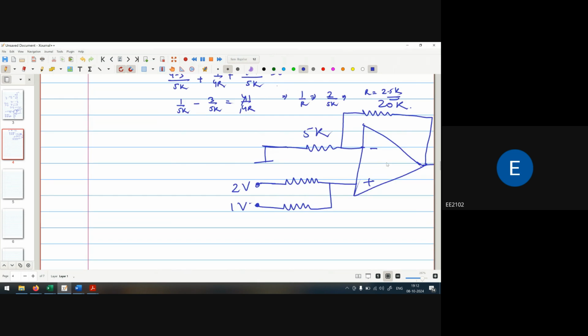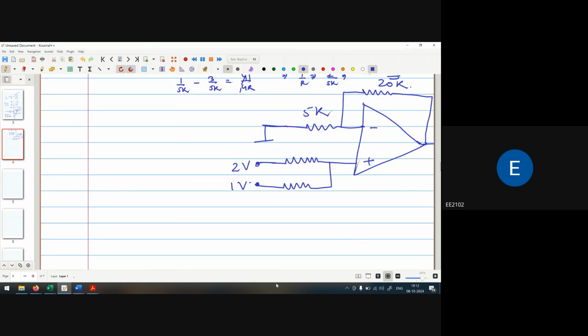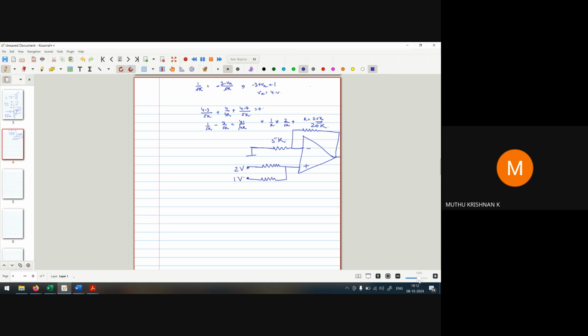So first of all, tell me how you approach this one. Yes, I first found the voltage at the non-inverting terminal by voltage divider. That means this point. No, sir, the below one, the non-inverting terminal. Yes, this one. So two currents are flowing, one is this one and one is this one.